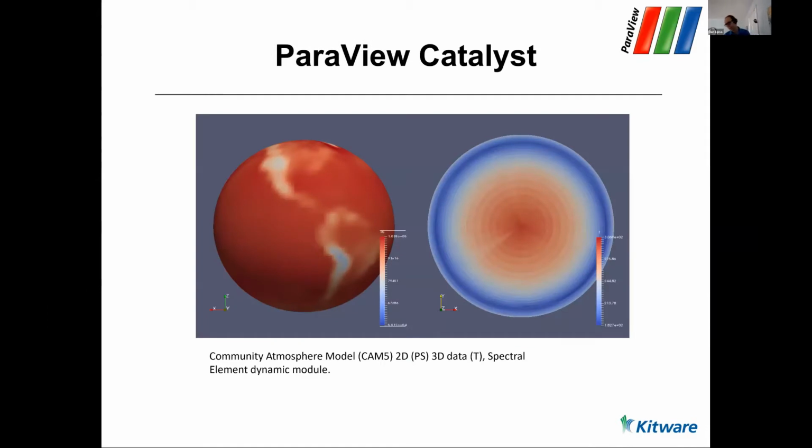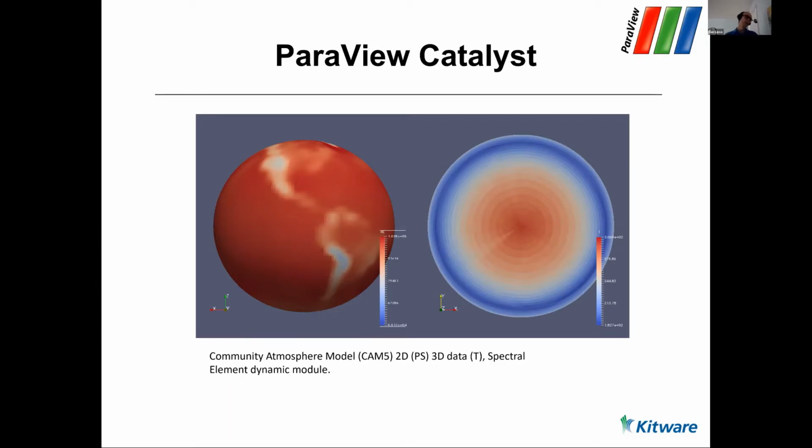ParaView Catalyst is a ParaView library that you link with your simulation and you generate analysis and visualization at simulation running time. So for each time step, you generate one time step and then you run analysis and visualization, generate a series of images or extract features. The goal for this is a way of processing called in situ visualization.